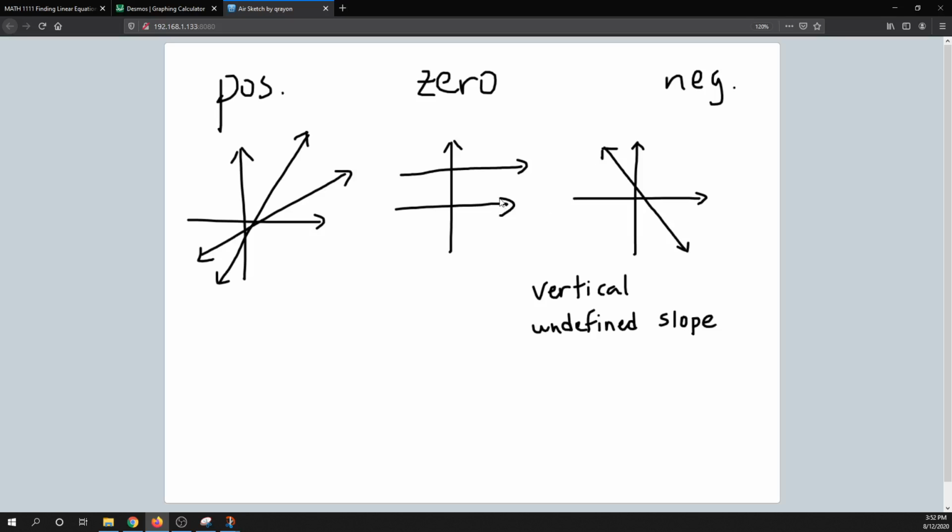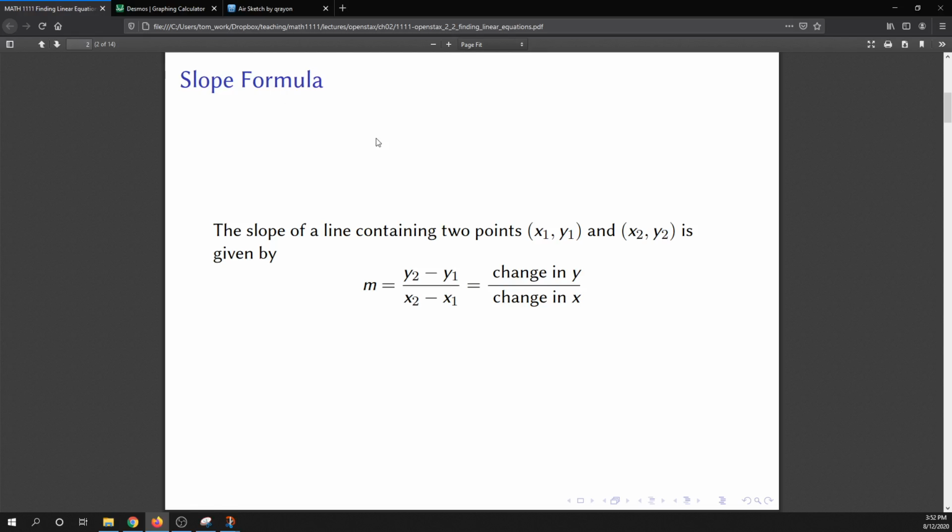Okay. So going back over here, what we want to be able to do is to calculate the slope of a line that contains 2 points, x1, y1, and x2, y2. So this formula over here, and m is the traditional variable that's used for slope. You can see the formula is if I have 2 points, x1, y1, and x2, y2, then the slope formula is y2 minus y1 over x2 minus x1.